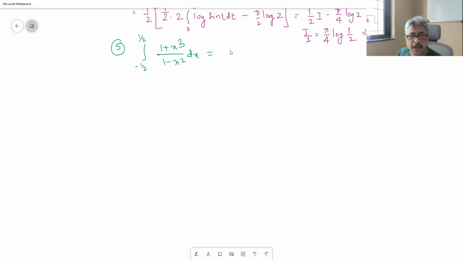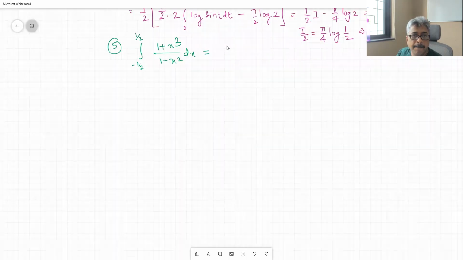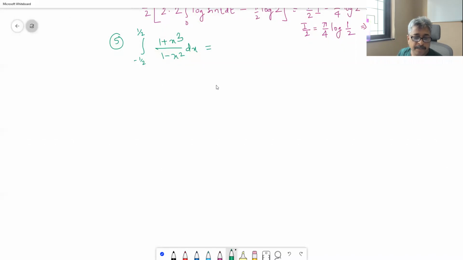First part is integral minus half to plus half dx upon 1 minus x square, plus integral minus half to plus half x cube dx upon 1 minus x square. Okay, so first part, 1 over 1 minus x square is an even function.